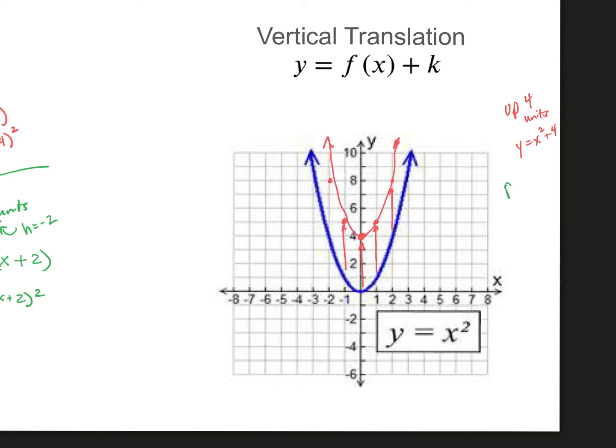Or I could move it down, say, 3 units. In this instance, my k value is -3, so my equation would be x squared minus 3. Same idea, but I'm moving all of my points down 3 units. That point would be down, and this point would be down. I'd have my point up here that would be down 3 units. 1, 2, 3. And I'd be able to create my u that would look a little something like this.